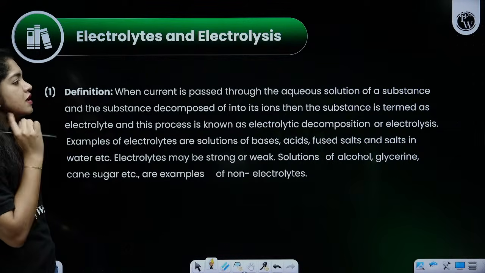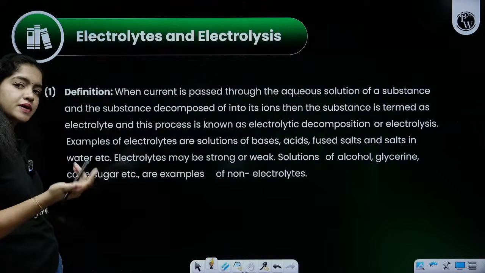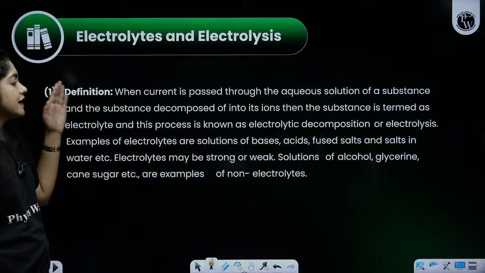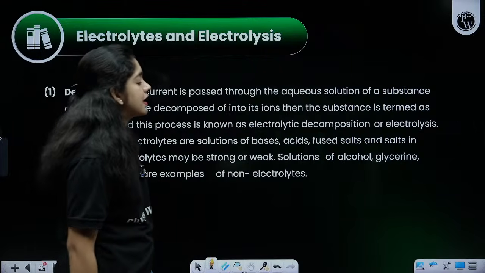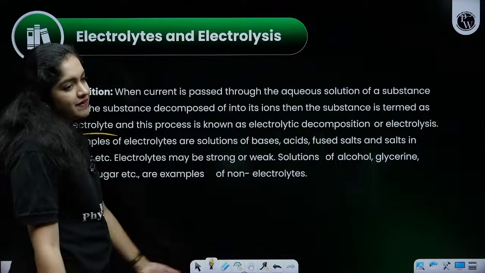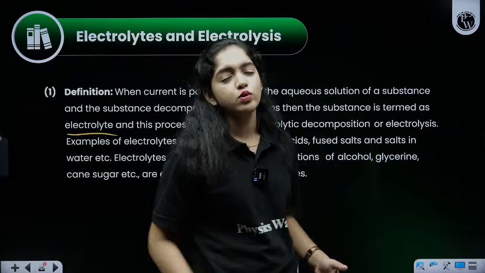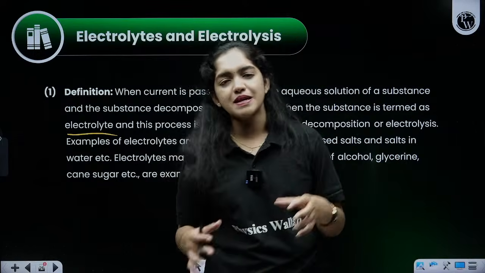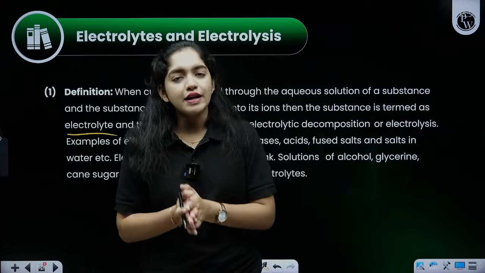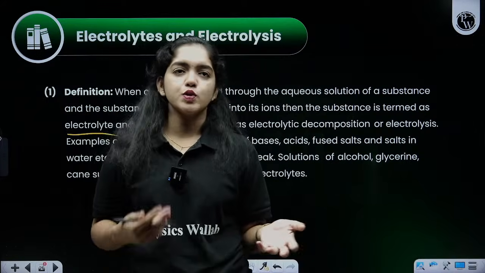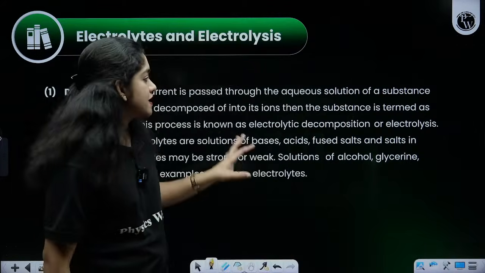What is dilution? When we are adding water to a substance, it will become diluted, right? So when current is passed through the aqueous solution of a substance and the substance decomposes into ions, then the substance is termed as electrolyte. Or simply we can tell any substance which has the ability to conduct electricity through it is known as electrolyte. It can be water, it can be acid, it can be base, anything which has the ability to conduct electricity through it is known as what? Electrolytes. Like NaCl solution, KCl solution. Got it? So that is electrolyte.